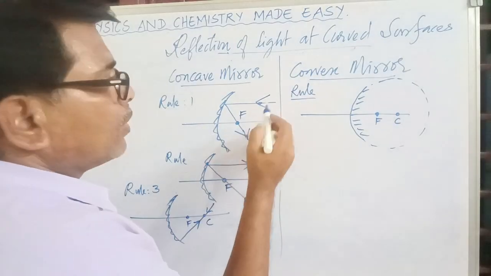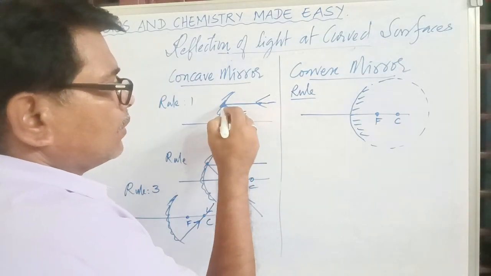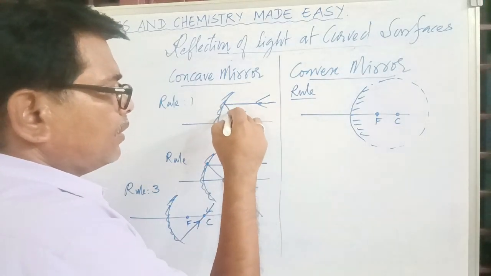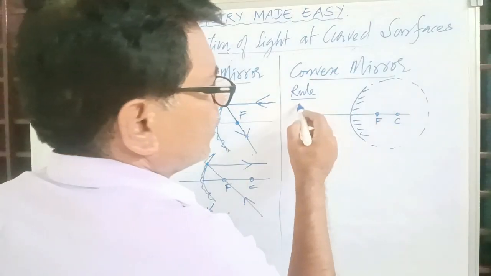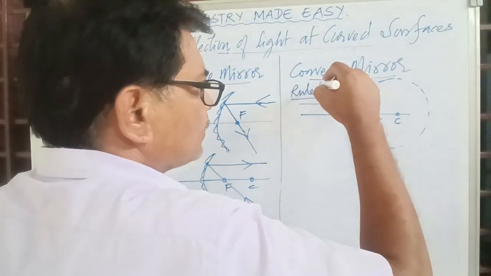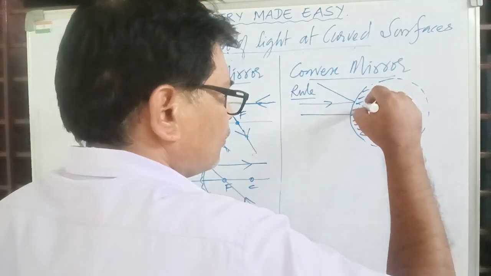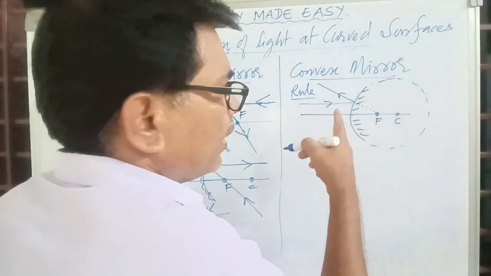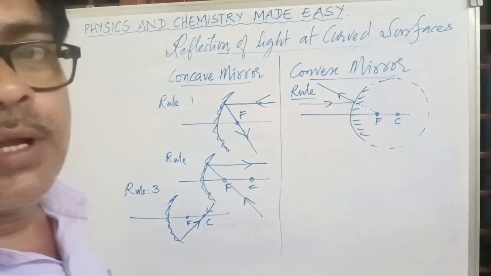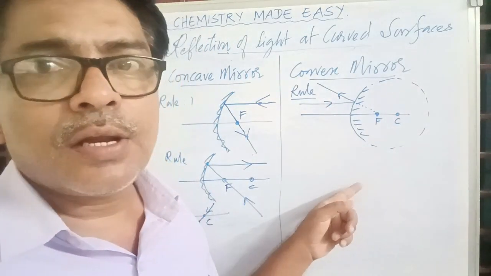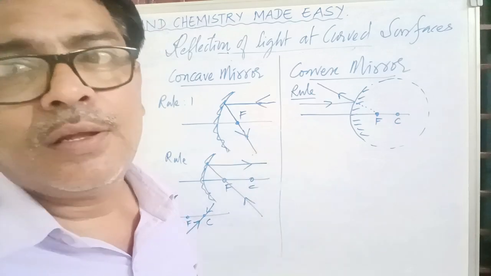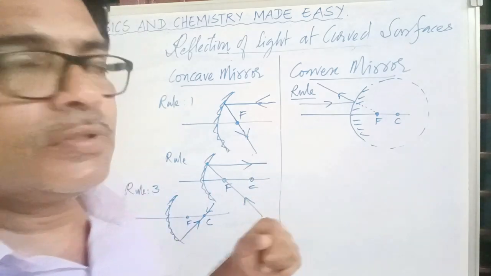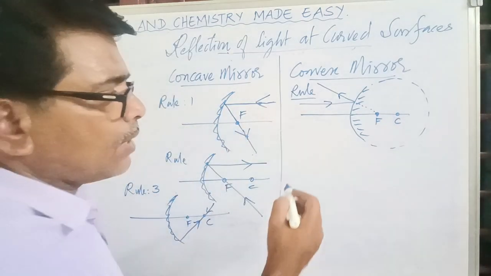Now the first rule is what? In concave, parallel light after touching the mirror passes through the focal point. This is the same: parallel, passing through the focal point. Why am I drawing outside? I am drawing outside because these are diverging mirrors. They diverge outside, so all this happens outside.